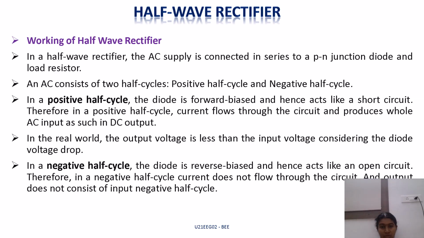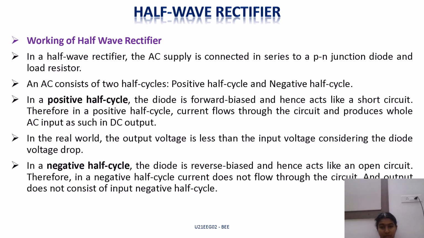Now the working. The AC supply is connected in series to a PN junction diode and a load resistor. It consists of two half cycles, one is positive half cycle and the other one is negative half cycle. In the positive half cycle, the diode gets forward biased and hence it acts like a short circuit. That is, it acts as a closed switch. Therefore, in positive half cycle, current flows through the circuit and produces the whole AC input as such in the DC output. In the real world, the output voltage is less than the input voltage, considering the diode voltage drop.